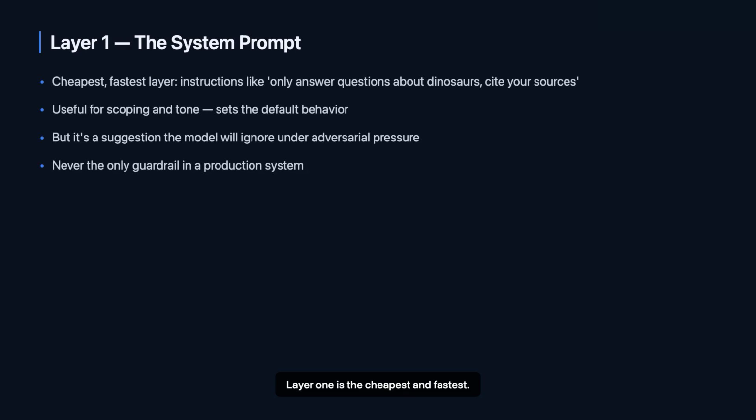Layer 1 is the cheapest and fastest. The system prompt, instructions like, "You are a museum assistant, only answer questions about dinosaurs, cite your sources." This sets the default behavior, the tone, the scope. For 95% of users, that's enough. The catch is that the remaining 5% will treat your system prompt as a suggestion. Under adversarial pressure, the model will happily ignore it. So the system prompt is layer 1, not layer only.